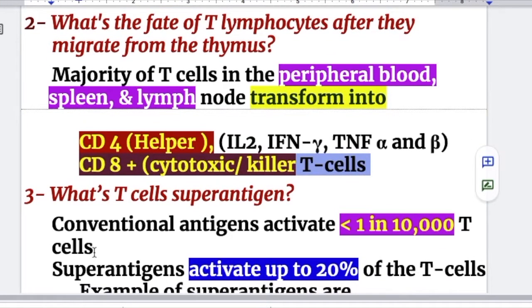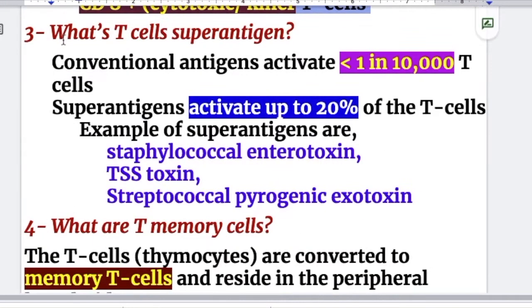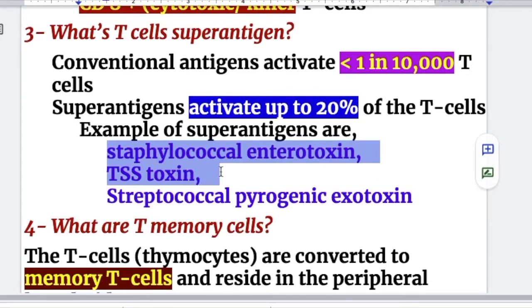Question number 3. What's T cell superantigen? We already discussed T cell superantigen briefly. Conventional antigens activate less than 1 in 10,000 T cells, whereas superantigen activates 20% of the T cells. Examples of the superantigens are staphylococcal enterotoxin, TSS toxin, and streptococcal pyrogenic exotoxin.